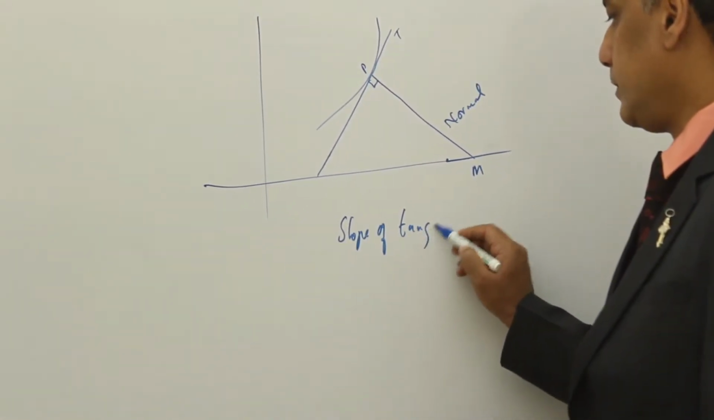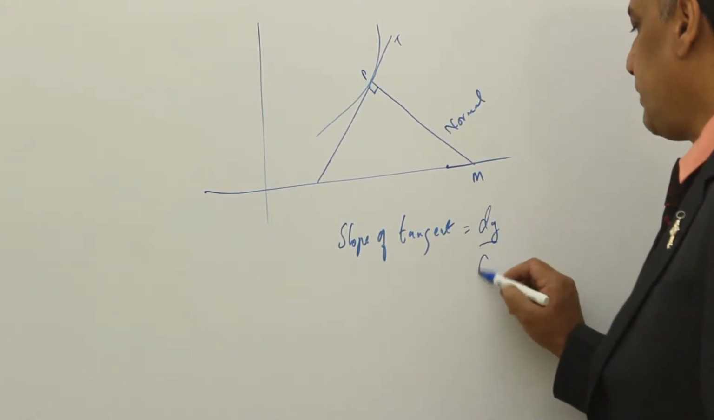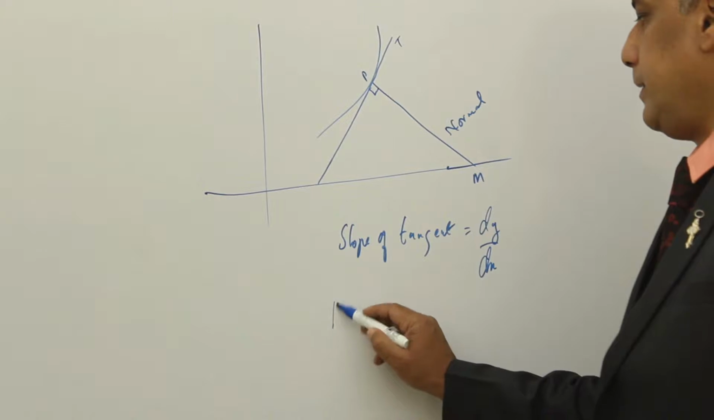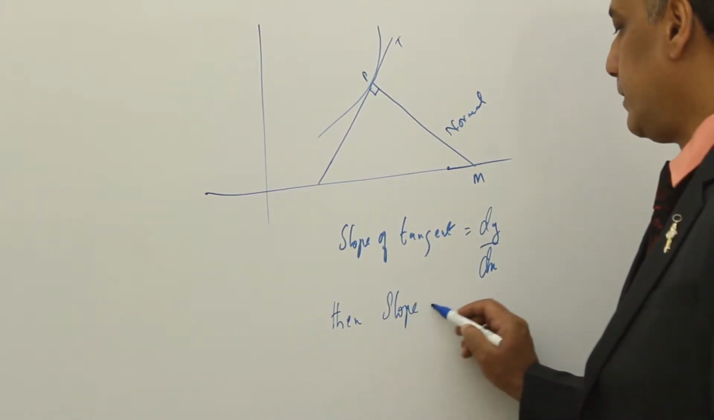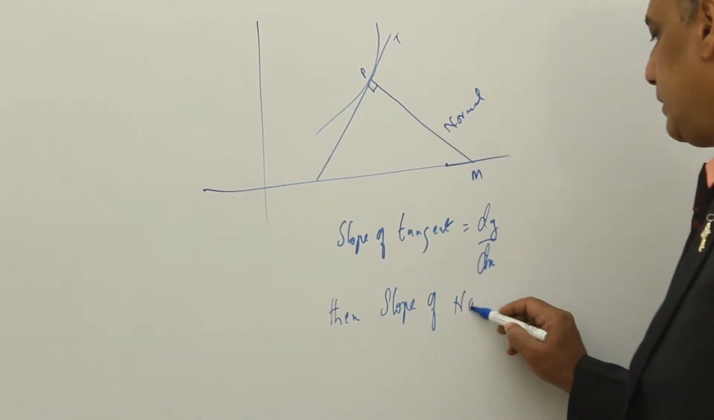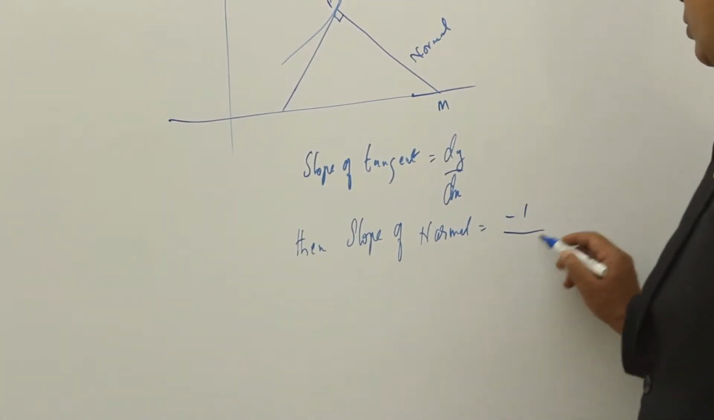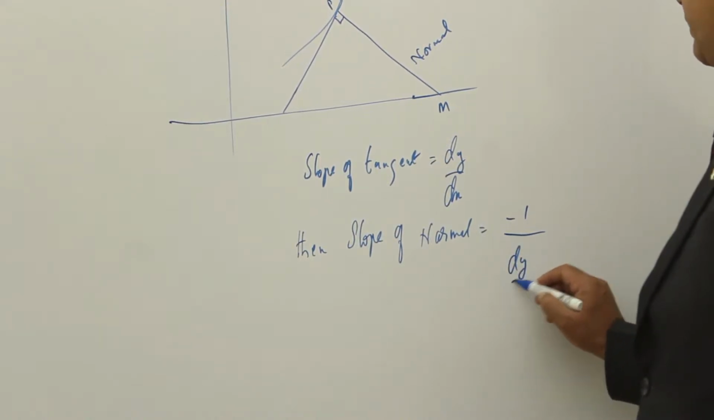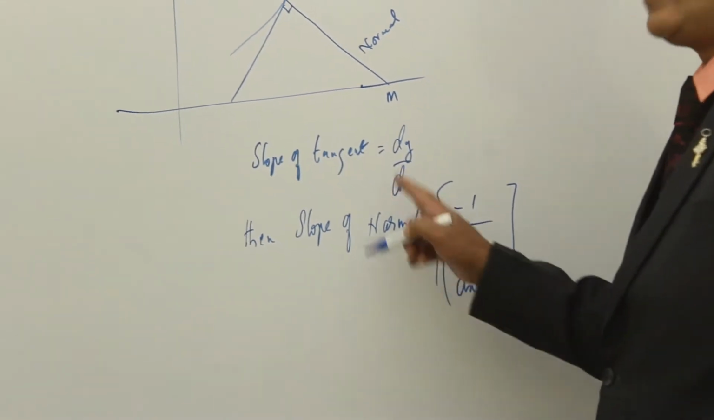Now the slope of the tangent is equal to dy by dx. Then the slope of the normal will be equal to -1 divided by dy by dx. So this will be the slope of the normal.